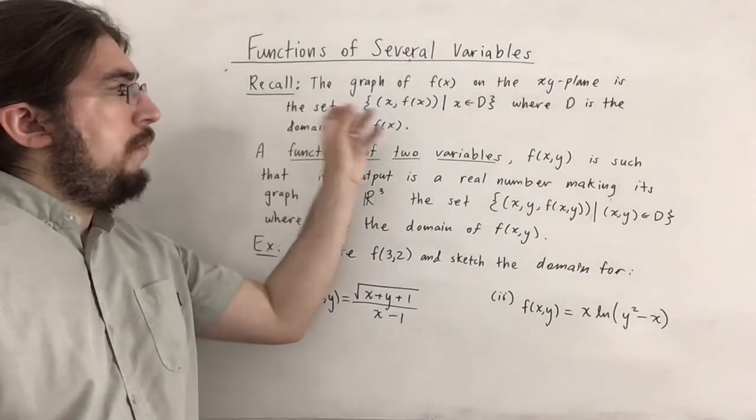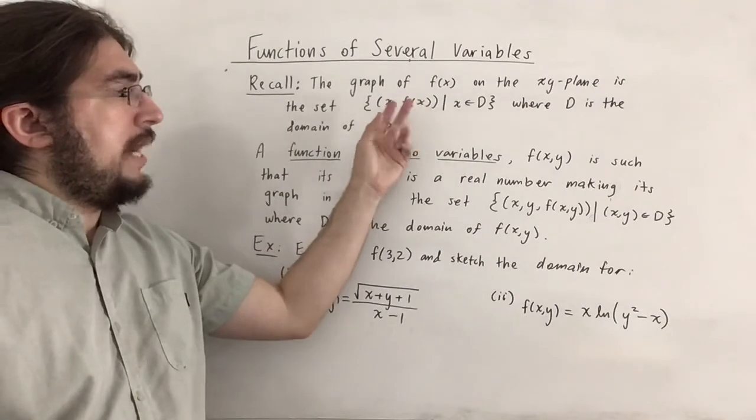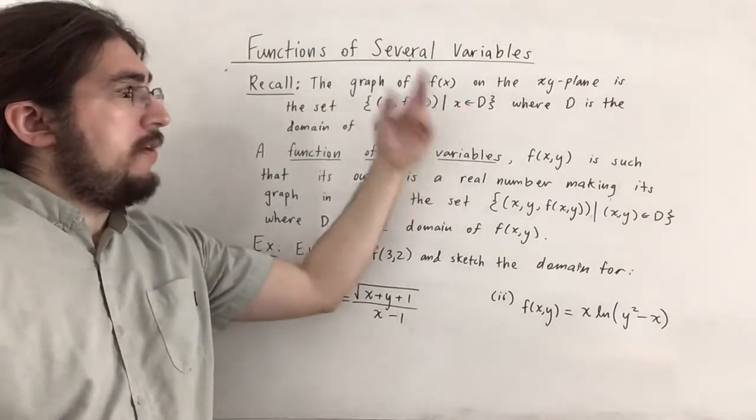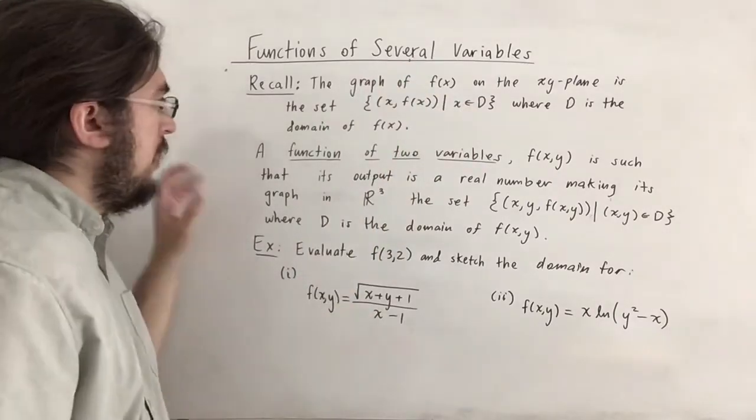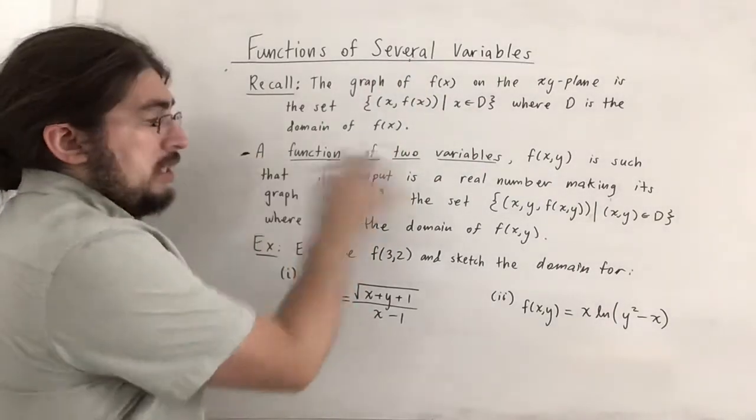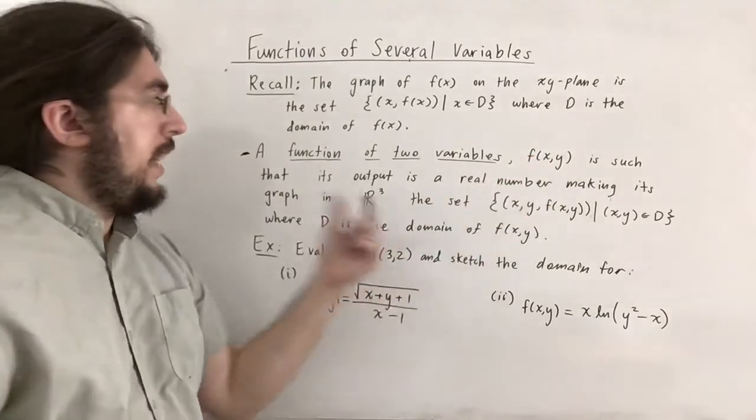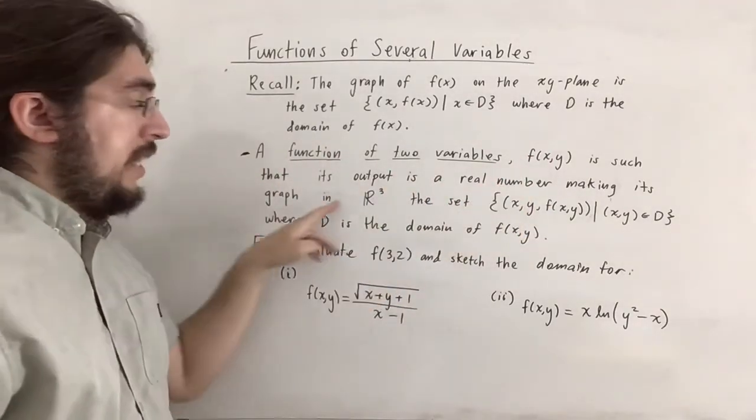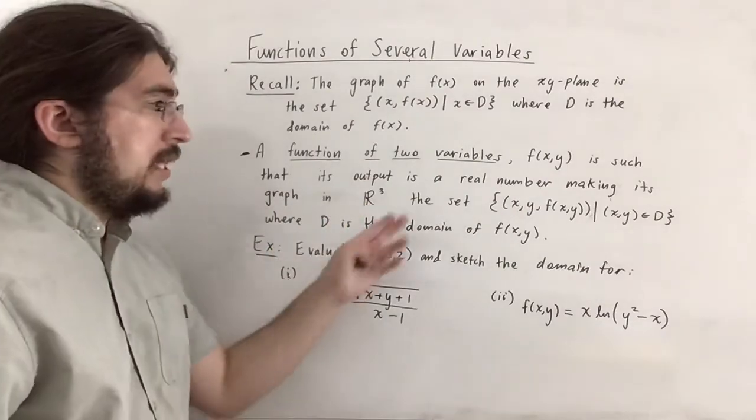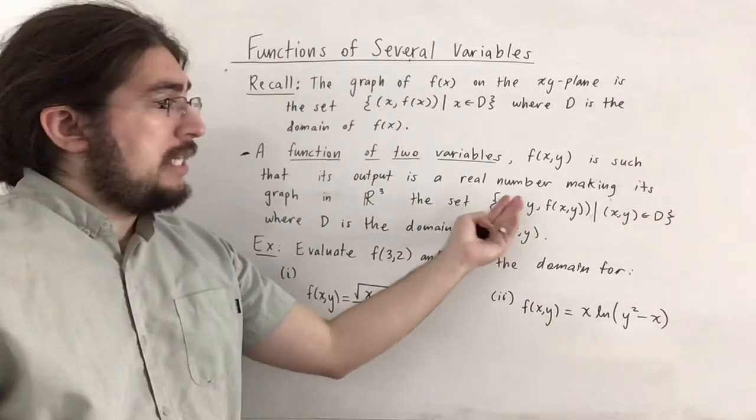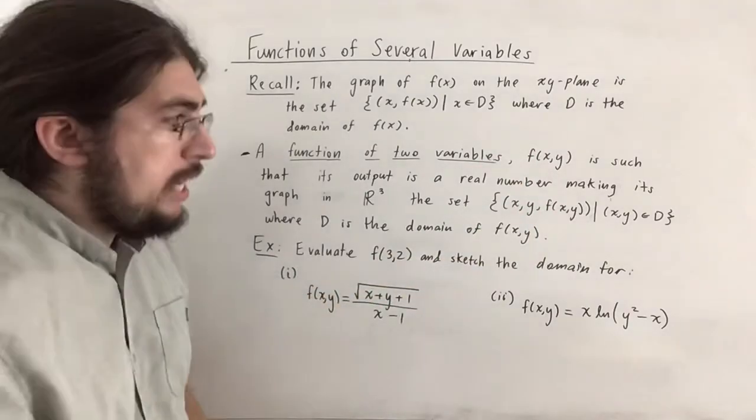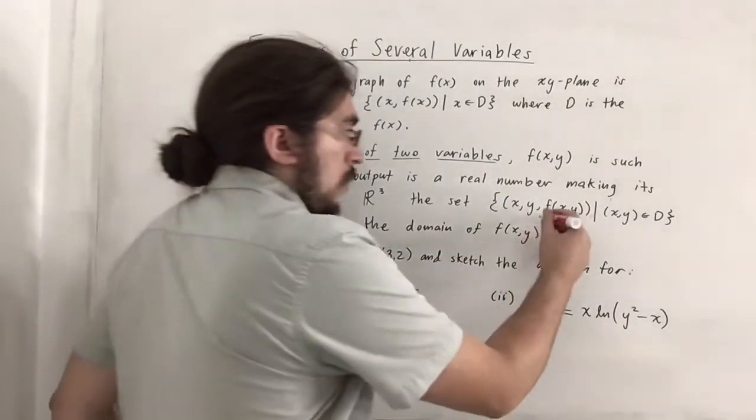It's just a set of all points that are of the form x comma y, where y is equal to f of x, and you can only plug in x values that are in the domain of f, so that makes sense. But now we say that a function of, let's say, two variables, f of x comma y, is such that its output is a real number, making its graph in R3, so in three dimensions, the set of ordered triples x comma y comma z. You'd expect this to be z, where z here is f of x comma y.